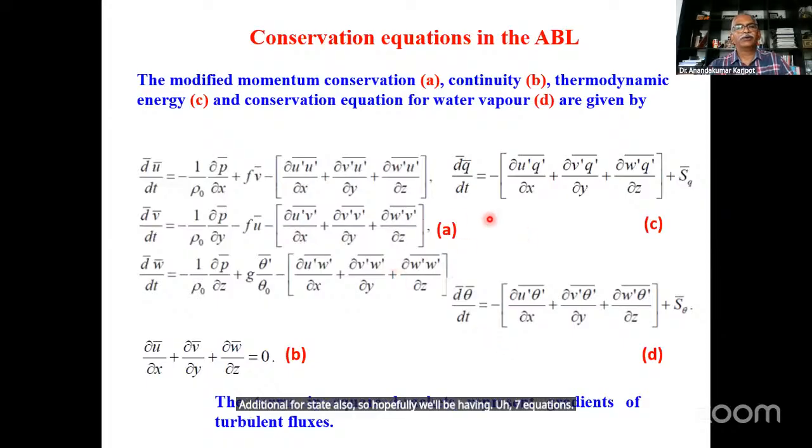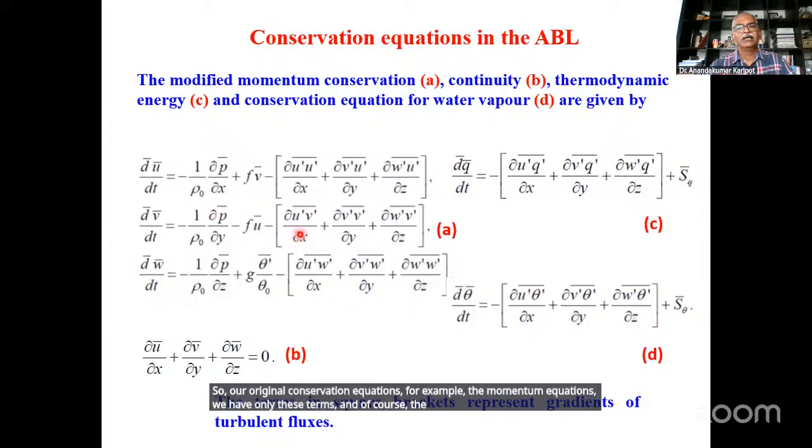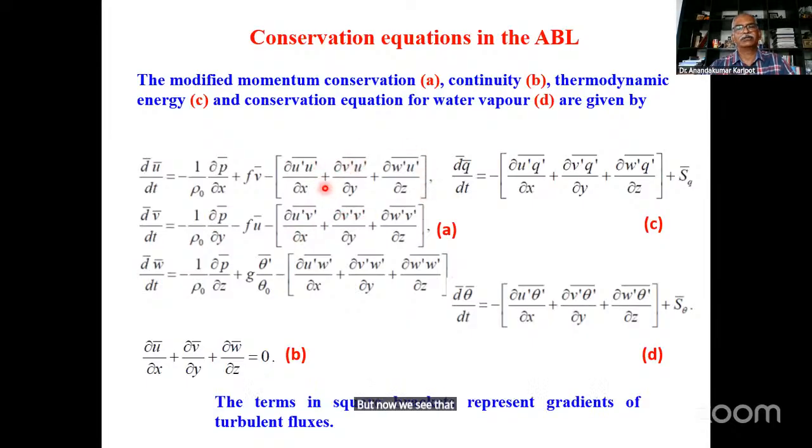But if you look at these equations, originally all these terms were not there. In our original conservation equations, for example the momentum equations, we have only these terms and of course the friction. But now we see that there are so many terms in the square bracket in all of these equations.